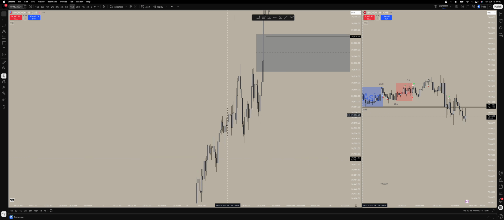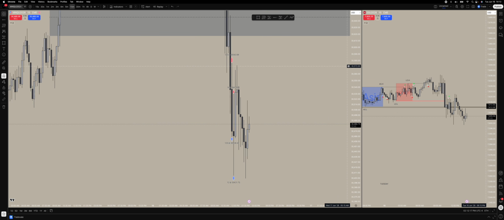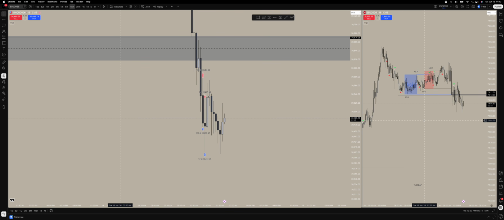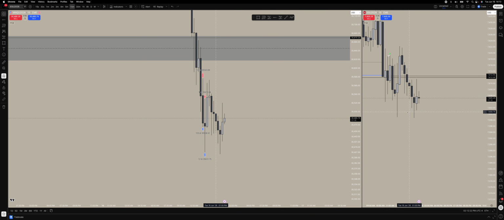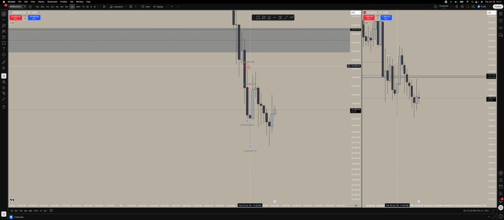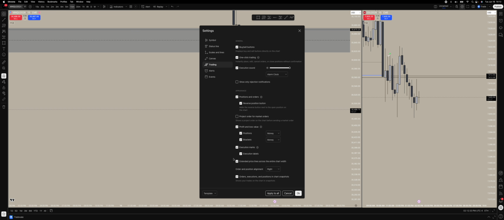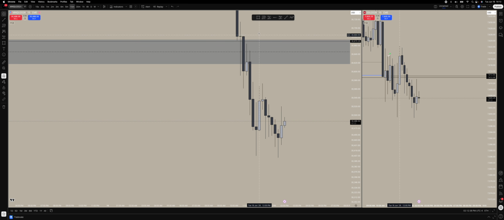Second trade. This was another gas setup in my opinion. This wasn't necessarily a gap, but it was an SMT. So here, let me turn these executions off real quick. This high, as you can see here, right? ES took it, NQ didn't. So we have an SMT.